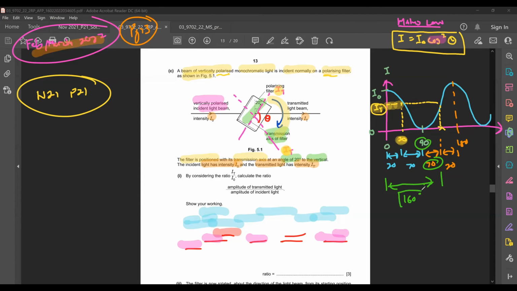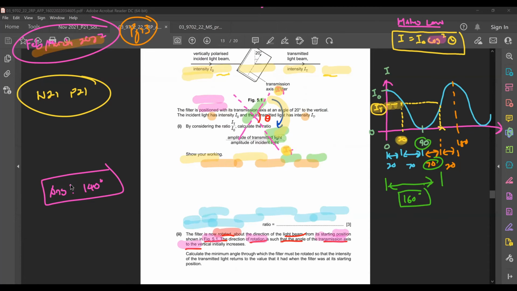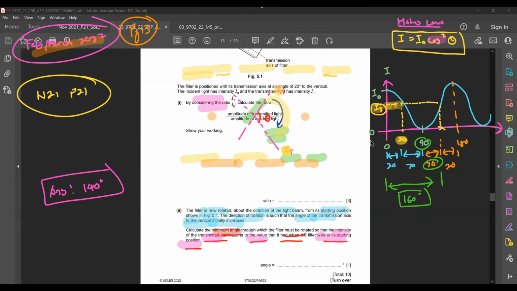The angle that I got was 160 degrees, but the answer was actually 140 degrees. Okay, so that was where the thing started to become a bit confusing. How come I'm getting 140 degrees for the answer? Okay, there was nothing wrong with the diagram and the understanding from there. It's just that I overlooked something when reading the question. You see, they say minimum angle through which the filter must be rotated so that the intensity of the transmitted light returns to the value it had when the filter was at its starting position.